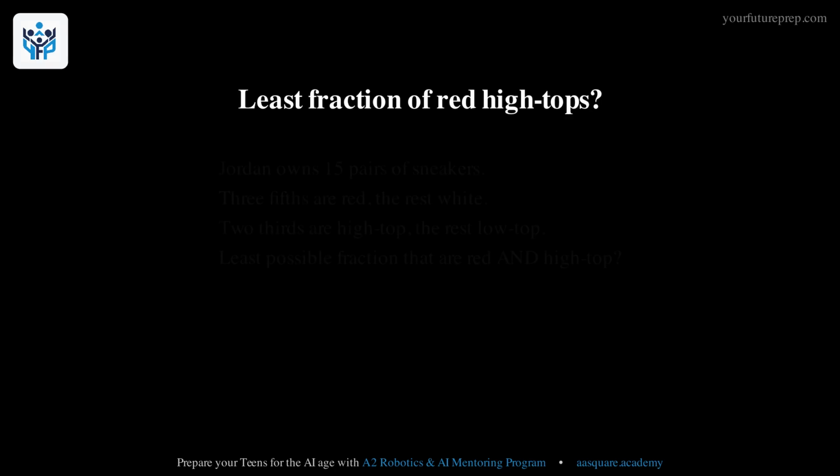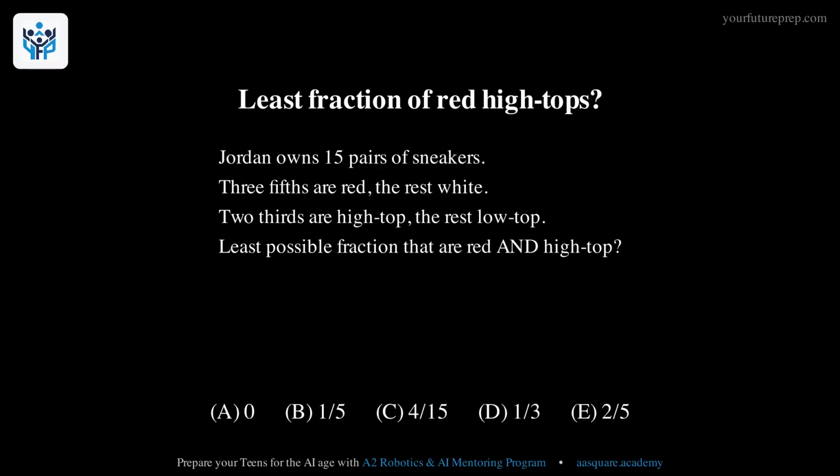Jordan owns 15 pairs of sneakers. 3/5 of the pairs are red and the rest are white. 2/3 of the pairs are high top and the rest are low top. The red high top sneakers make up some fraction of the whole collection. What is the least possible value of this fraction?